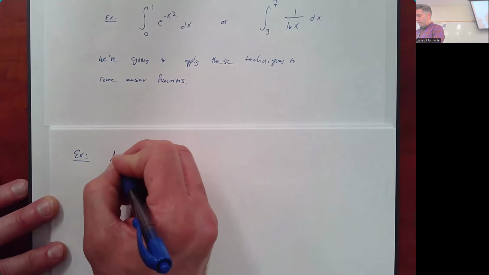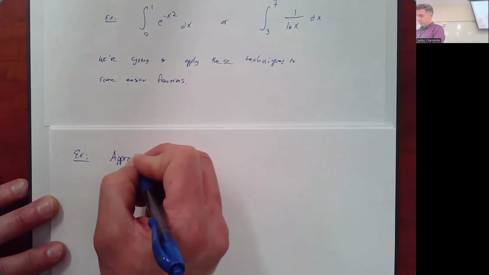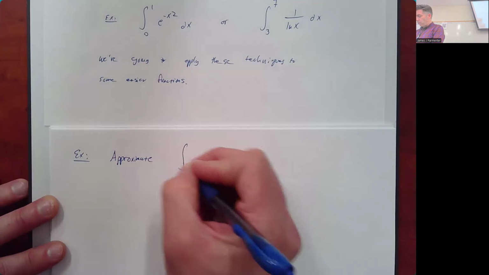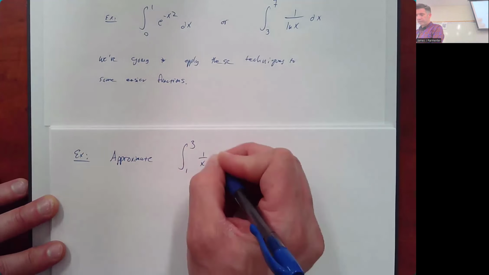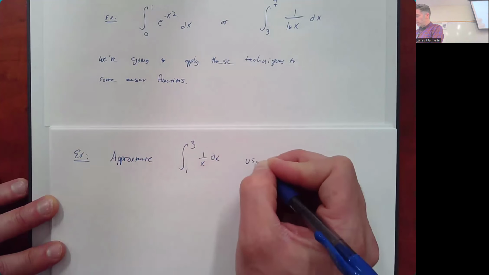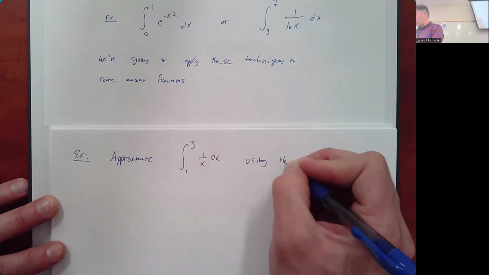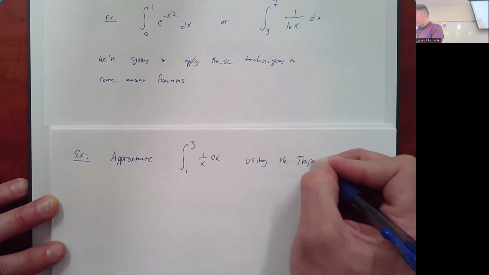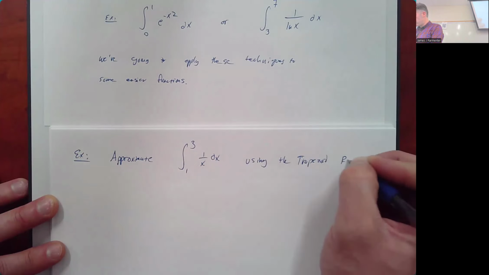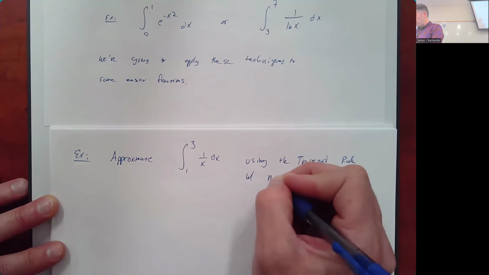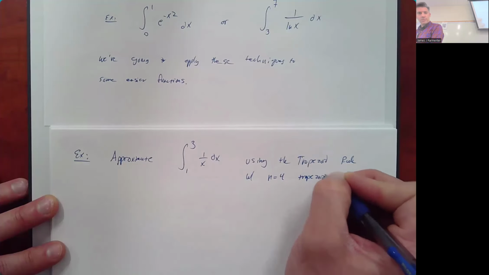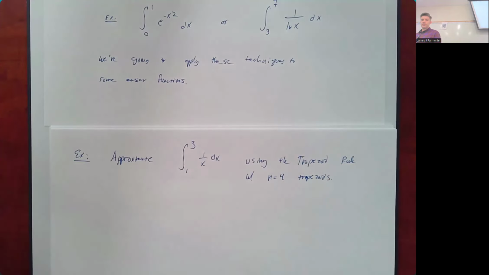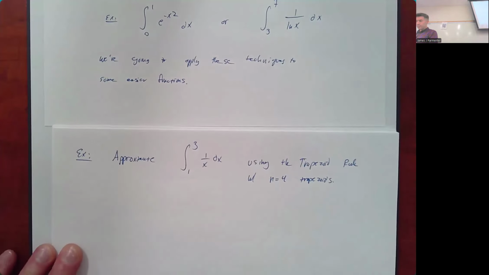Let's approximate the integral from 1 to 3 of 1 over x dx using the trapezoid rule with n equal to 4 trapezoids. So let's draw a picture.